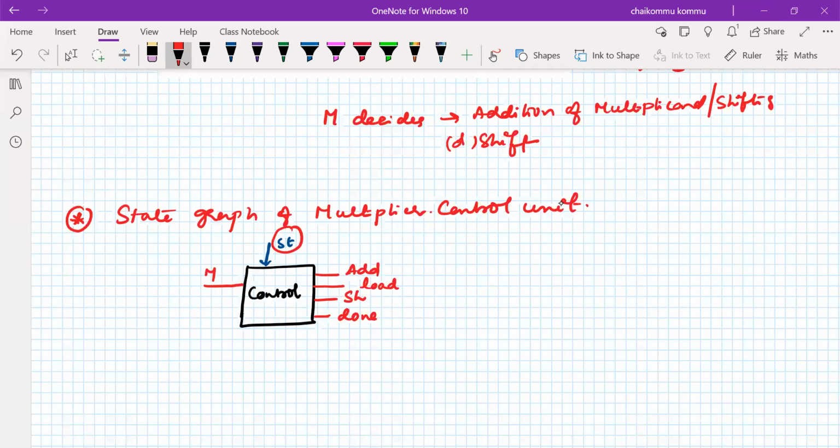Initially, because of the start signal, the load signal will happen. I think it's better to write it here.